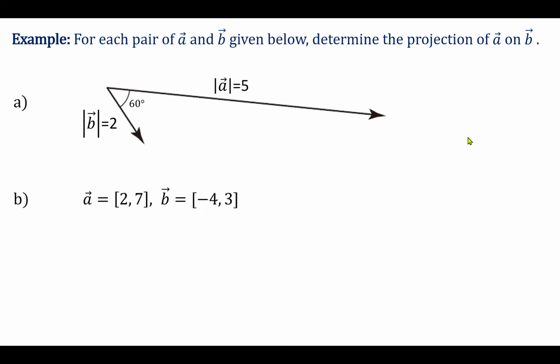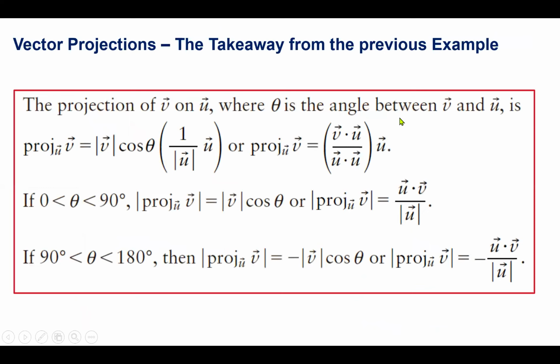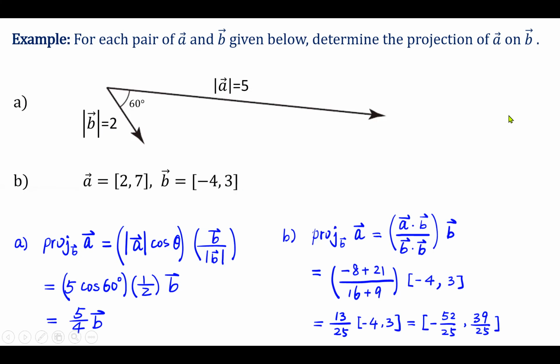Okay, have we finished? Let's have a look at the solution together. Note that we can directly use the formulas to find the projection of vector A on B, right? In question A, the projection of vector A on vector B is given by, so note here in this question, we know theta between the two vectors. So we can use the first formula. Remember, in the first formula, there is a cosine theta, right? So let's put all the values in.